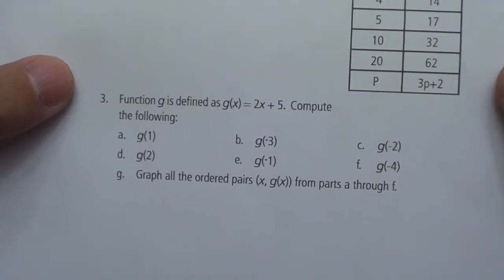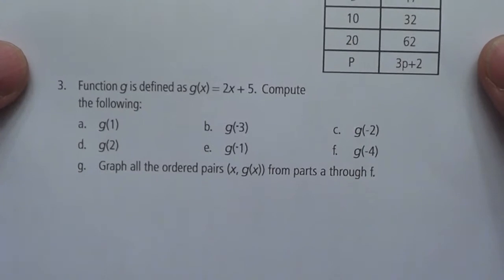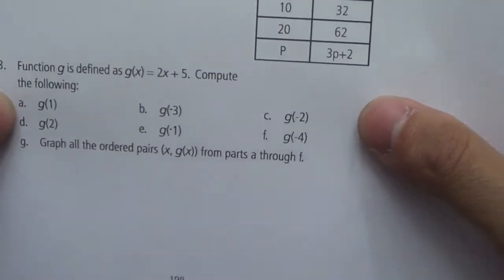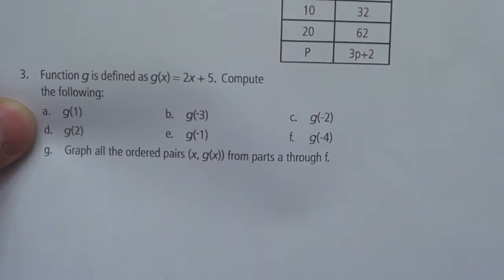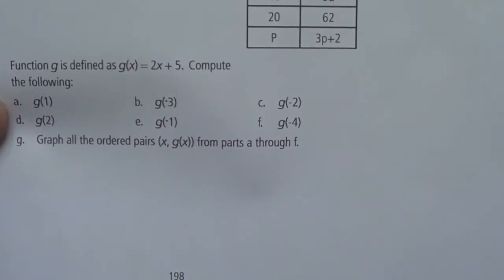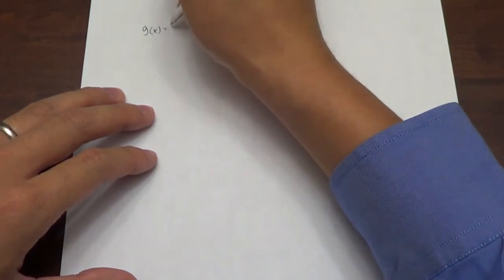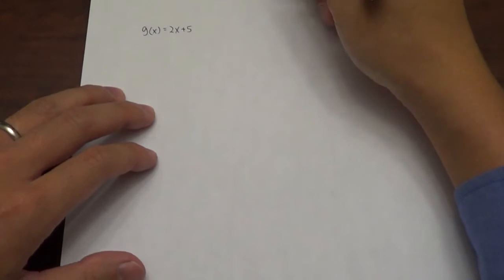For number 3, it gives us a function g, which is defined as 2x plus 5. So g of x equals 2x plus 5, and then it's giving us values for x and wants us to find out what the result is. I'm only going to do a, b, and c since the other ones are basically the same thing. Our function is g of x. Again, g is just the name of the function, so that could be any other letter or symbol.